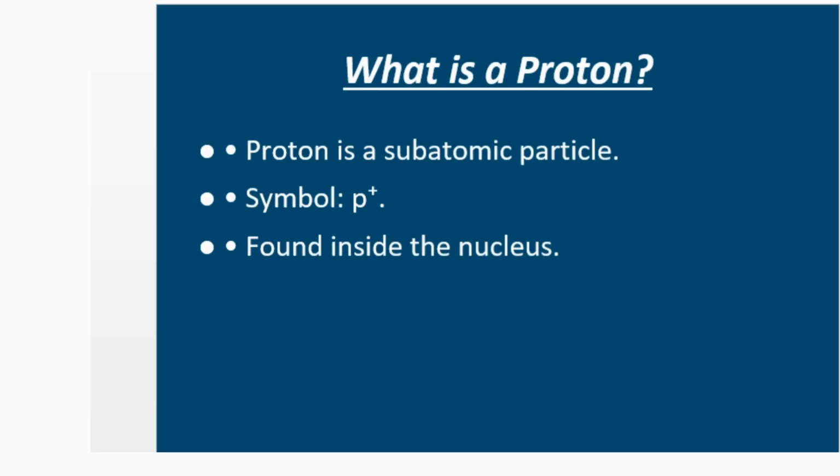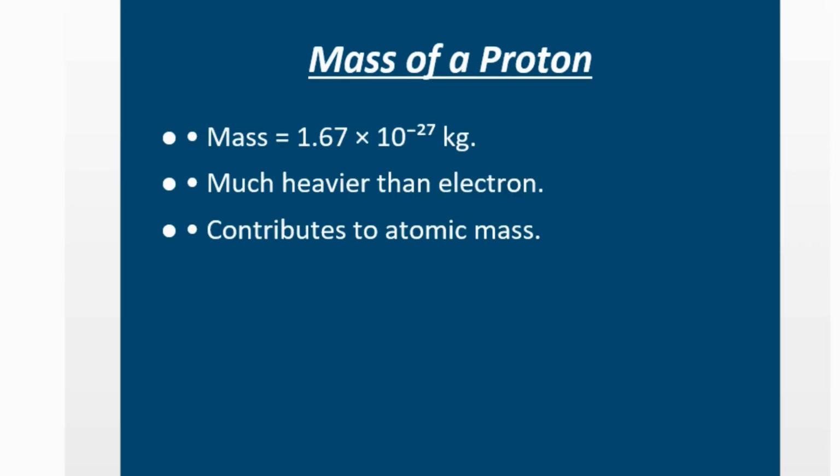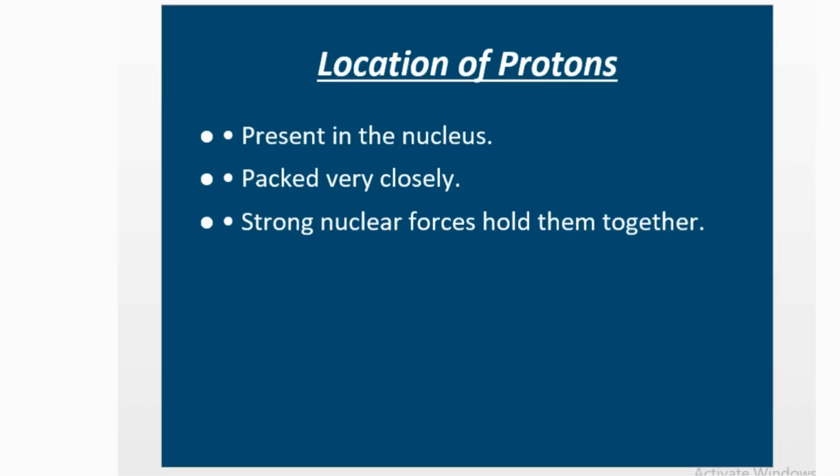What is the proton? Basically, a proton is a subatomic particle. Its symbol is P and it is found inside the nucleus. The charge of a proton is positive. The charge will be the plus sign, and the balancing electrons will have the negative charge. The mass of the proton is 1.67 times 10 raised to the power minus 27 kg, so it is much heavier than the electrons, and it contributes to the atomic mass.